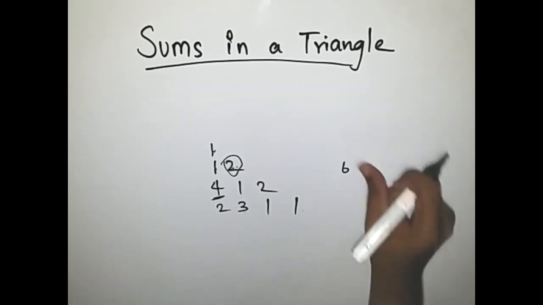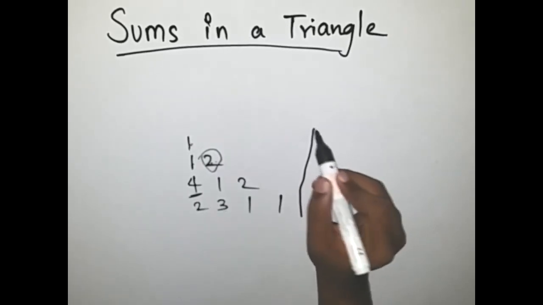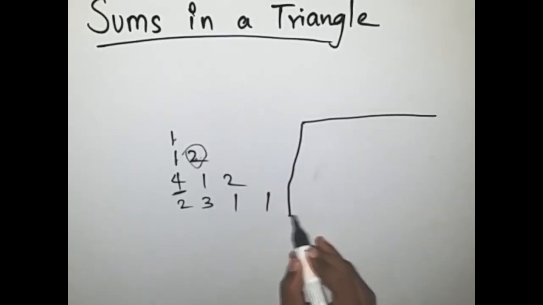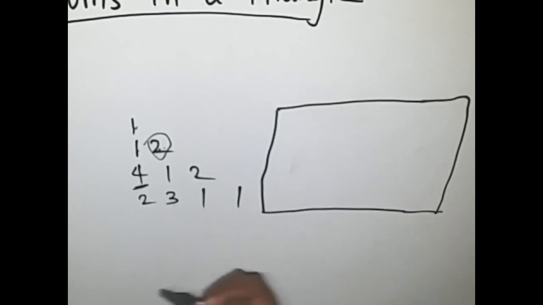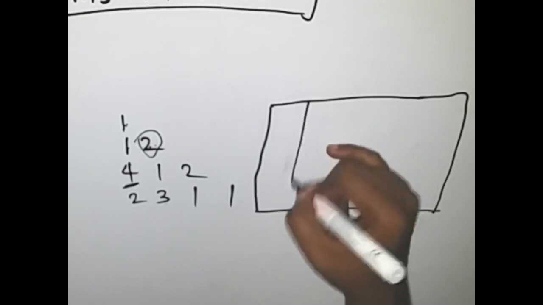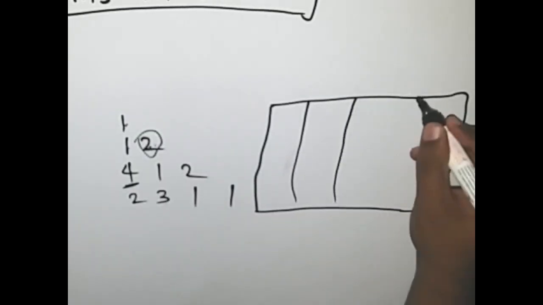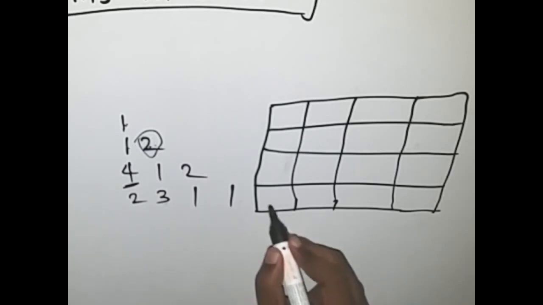First of all, let's store this triangle in an array. We take a 2D array of size n squared, where n is the number of rows in this triangle. So here it's 4, so we take a 2D array of size 4, and let's store all these numbers into it.